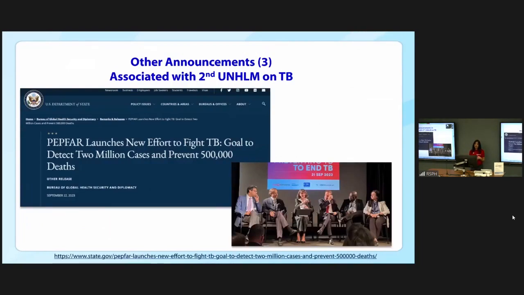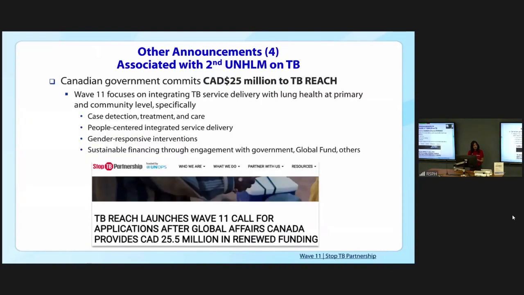Another set of large announcements by PEPFAR, which is the President's Emergency Plan for AIDS Relief, committing to finding some of those missing cases, so increasing detection of over 2 million cases and preventing 500,000 deaths. So there's 1.3 million deaths each year. This is the commitment to bring that down through active case finding, developing actual concrete plans to enhance case detection and reduce mortality. Government of Canada committed $25 million to TB REACH, which is a program that is administered through the Stop TB Partnership and goes to programs all over the world for improving service delivery.